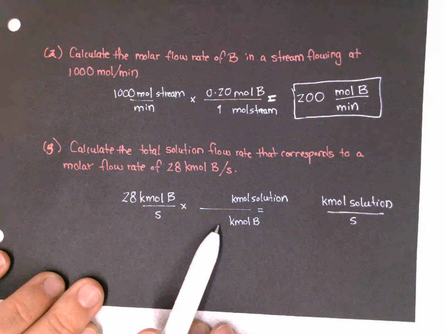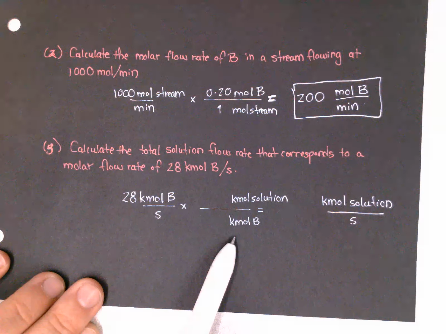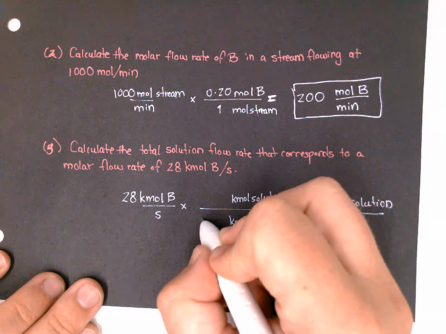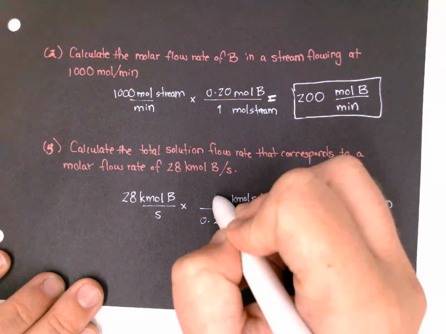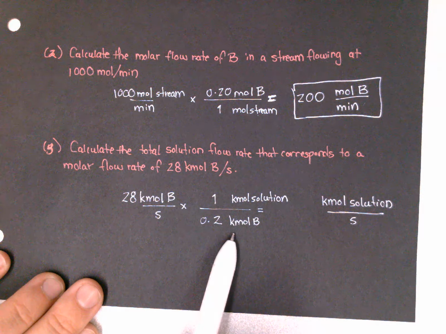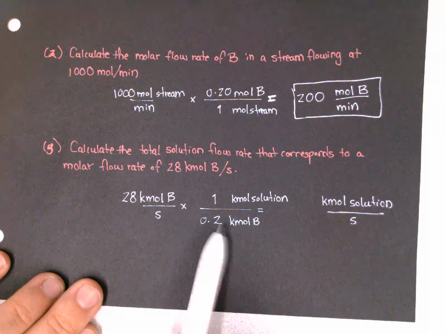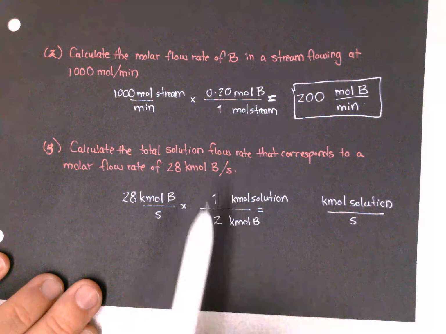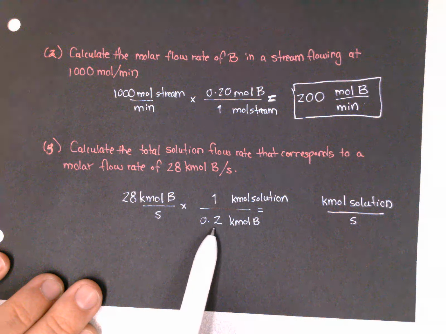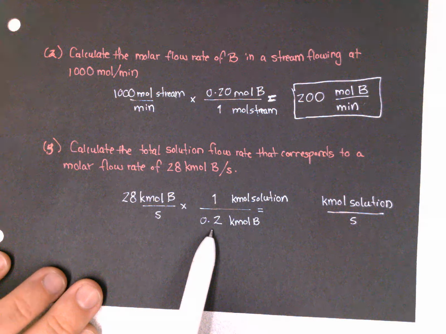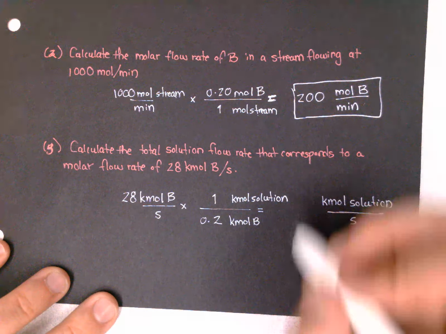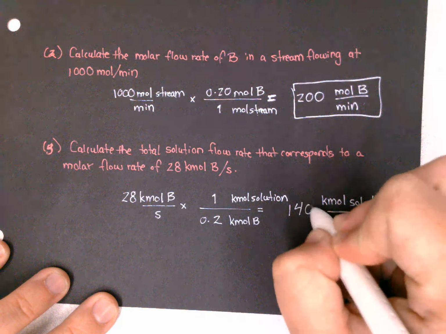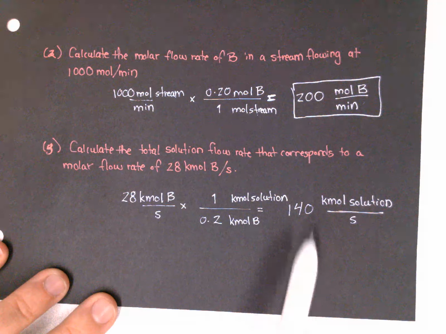Okay, so we know we have 0.2 moles of B per moles of solution. So the 0.2 is going to go on the bottom this time. And remember that even though this is kilomoles, it doesn't matter, right? Because we can do this in terms of moles or we can do this in terms of kilomoles because a mass fraction is a percent. So it doesn't necessarily matter. All right, so if we do that, what we're going to find is we're going to have 140 kilomoles of solution per second.